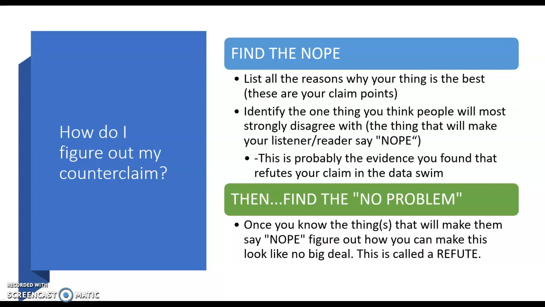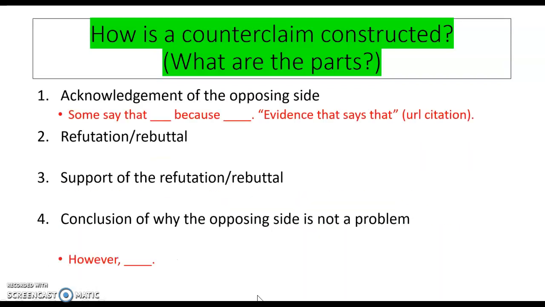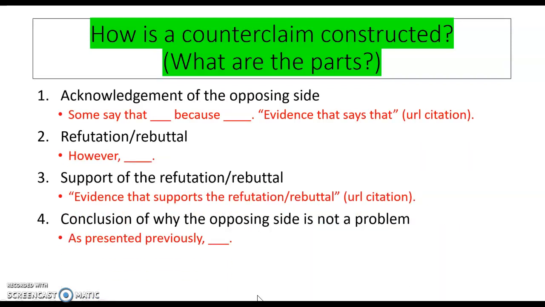So before this point, you should have at least one claim point that you argued that you think the other side is going to say nope. And you should have the no problem. So how are you going to show that that nope is either not a big deal, wrong, or not as correct or as strong as what you're saying? So this is essentially your refute or your rebuttal. So from there, we're going to construct this paragraph. I'm going to come back to this slide here in just a second.